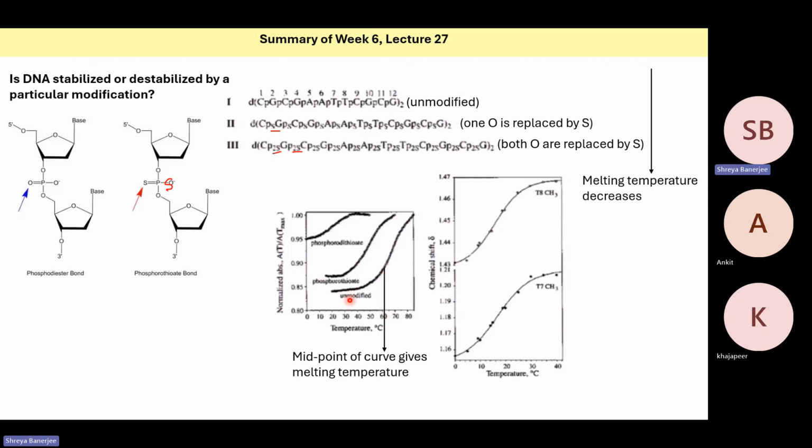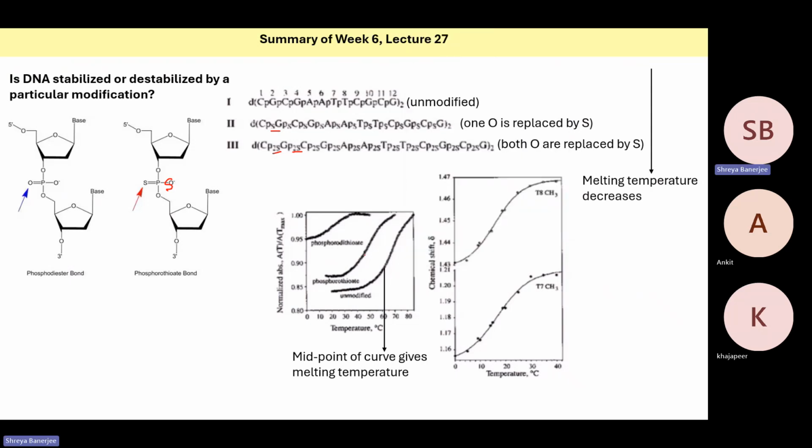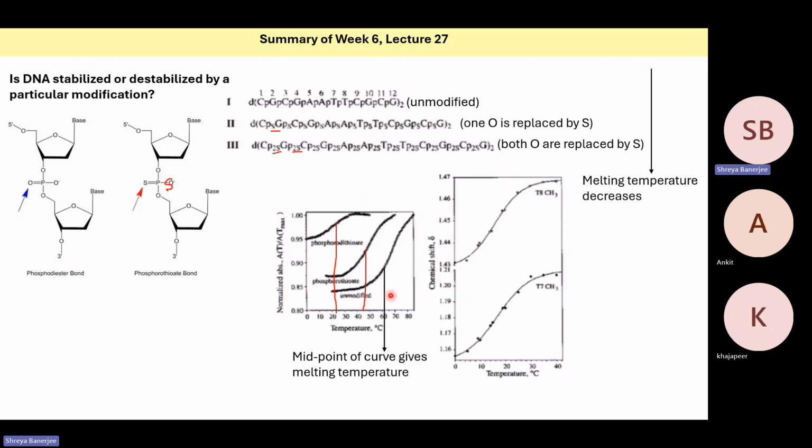So you can see for the unmodified curve, which is the lowest one, the melting temperature is around 60 degrees Celsius. For the monosulfur derivative, the melting temperature is around 45. And for the disulfur derivative, the melting temperature is around 20. So as you go from unmodified to monosulfur to disulfur, the DNA is becoming more and more unstable because the melting temperature is decreasing. So using this, we can also predict whether the DNA is stabilized or destabilized by a particular modification.